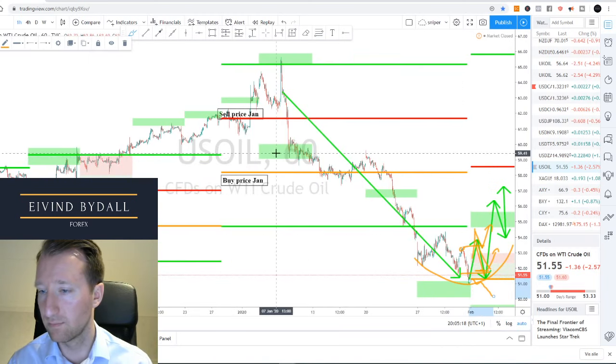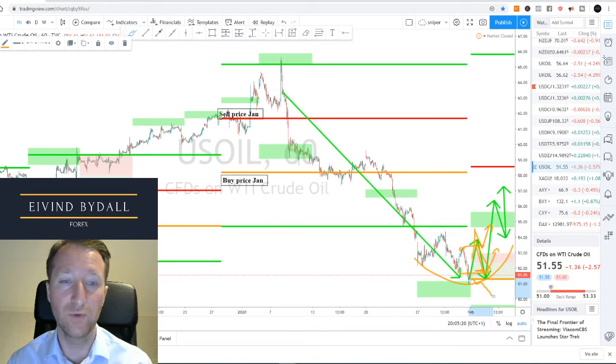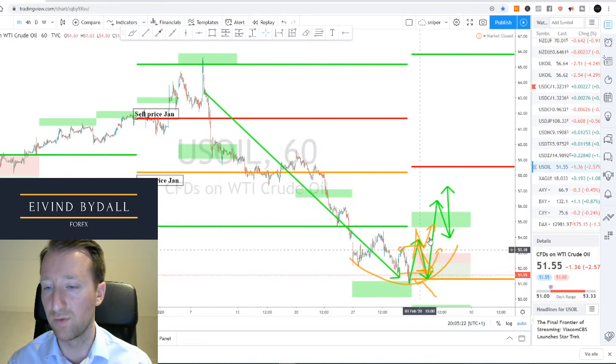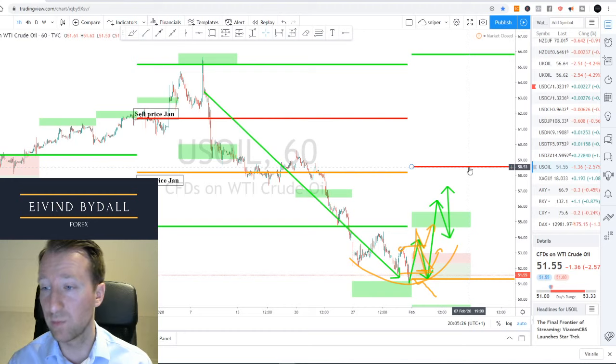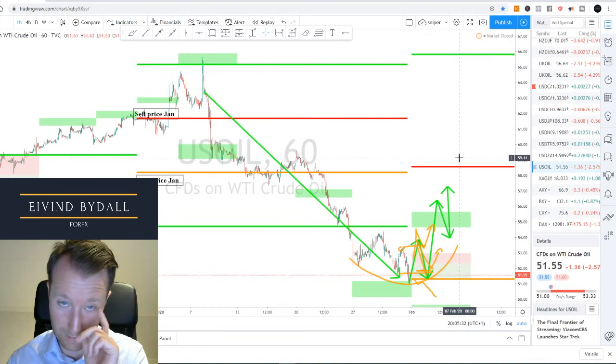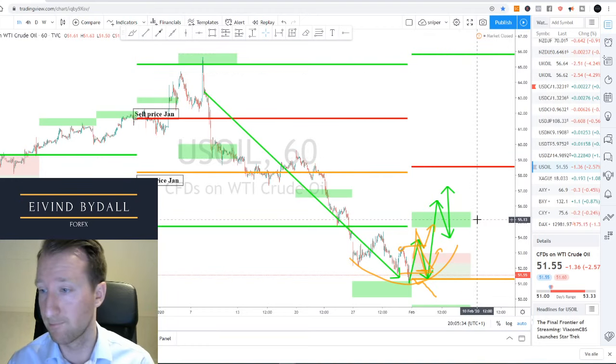Are we good on that? So 55 could be kind of this first move here, but a more likely target should be 58 before it can sell again, and overall 66 maybe by the end of March.